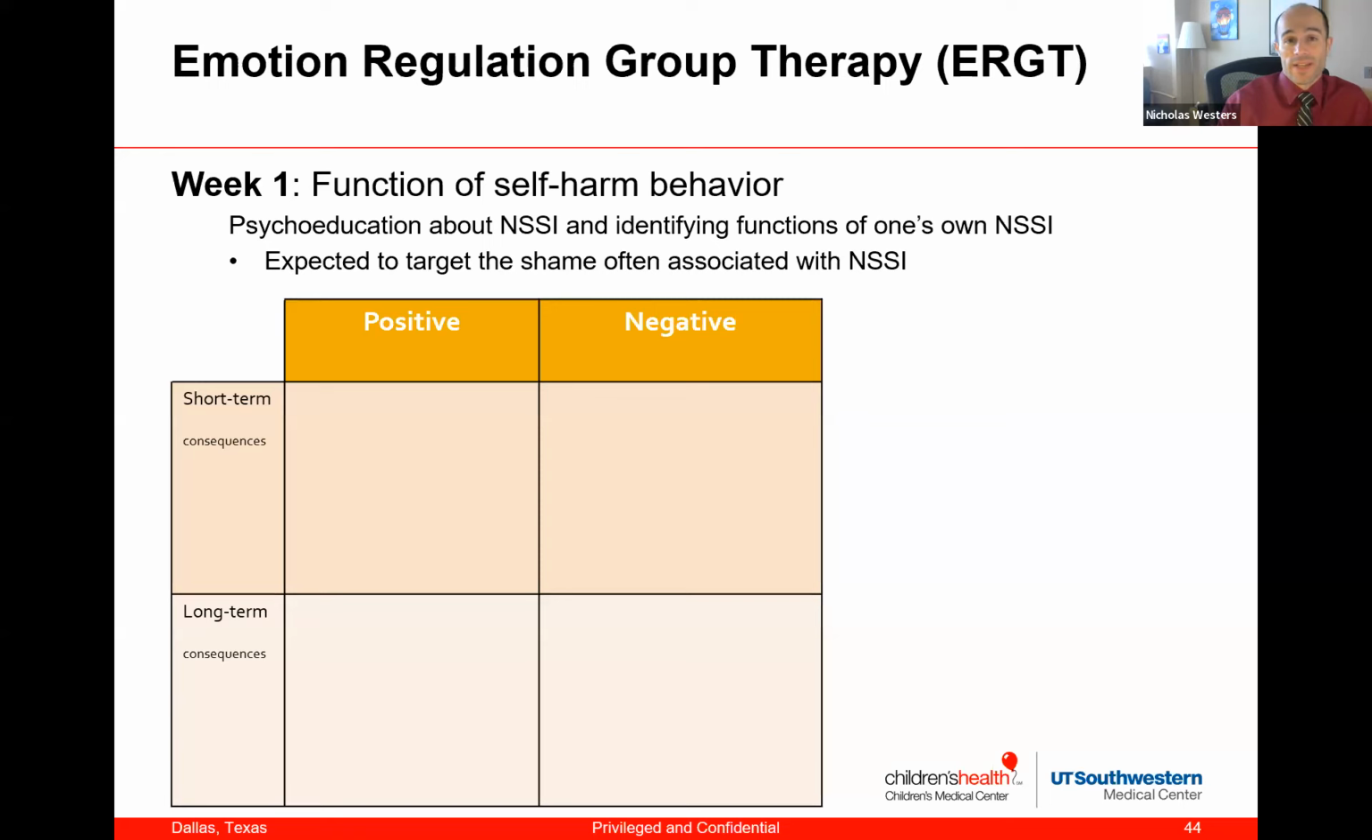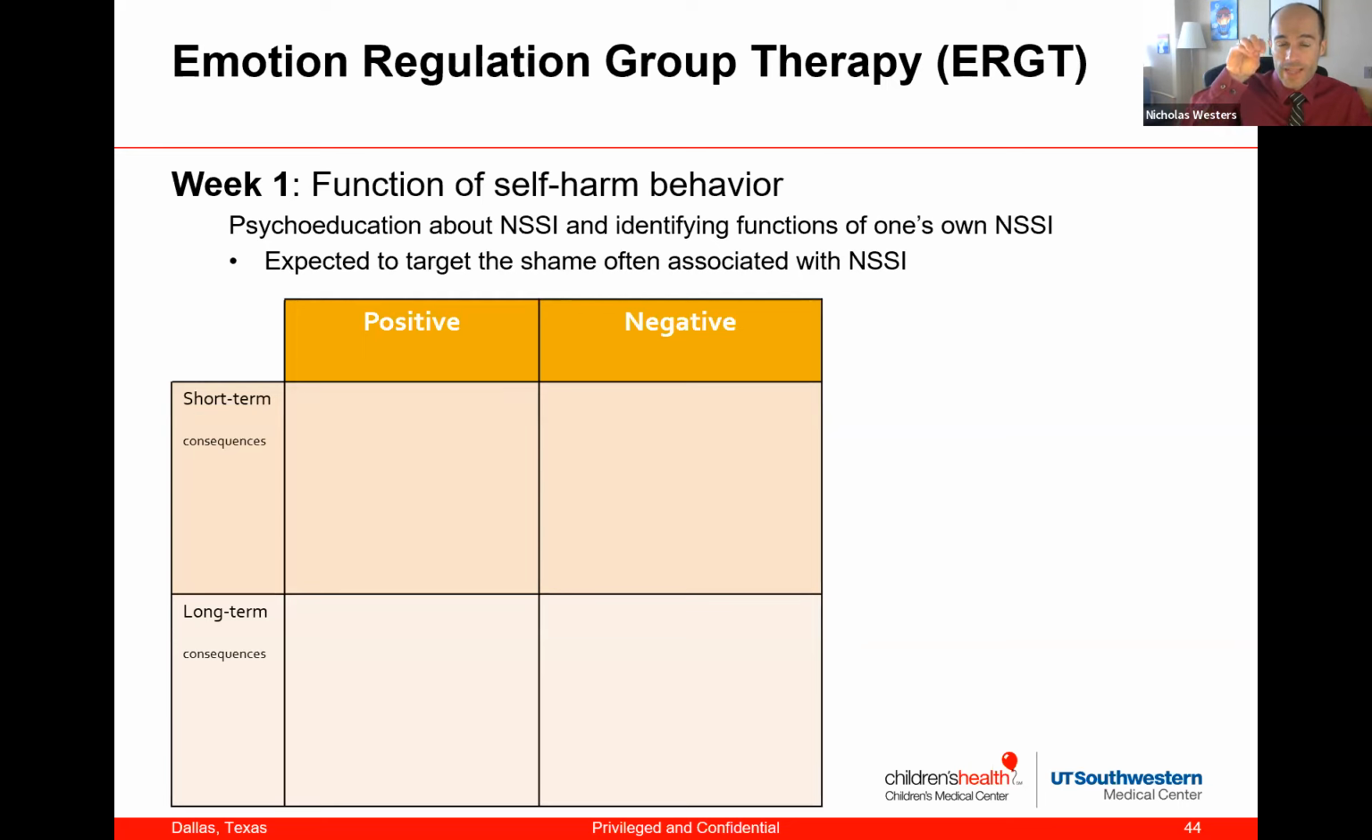So you probably want to start in the top left quadrant, because it's probably easy for them to identify the positive short-term consequences. Most often it's probably going to be emotional relief, like immediate relief. And then some negative short-term consequences might be, I don't know, having to clean up, and then continue in the negative row.